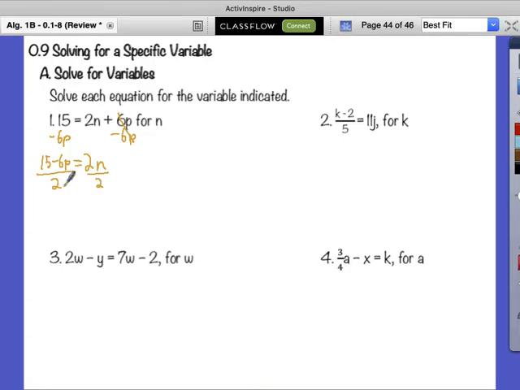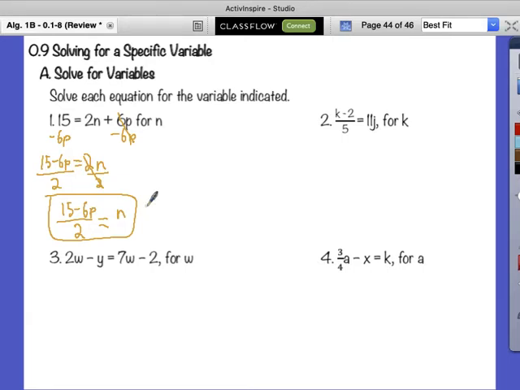Alright. Can we just straight up divide 15 minus 6p by 2? No, but we can write that. 15 minus 6p divided by 2 equals, what's 2n divided by 2? Just n, because the 2's, the 2's do what? They reduce. Cancel. And this is our answer, because n is by itself.